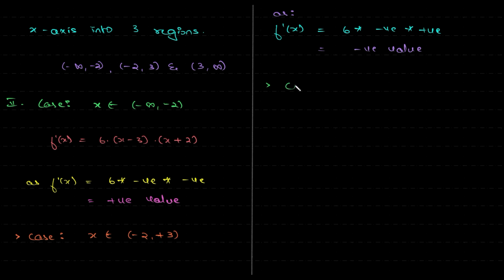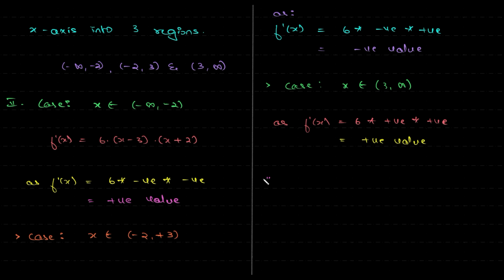And finally, case x belonging to 3 till infinity. Again, we are not considering those values. Remember, these are open intervals, as f prime of x will be 6 times of positive into positive value. So overall you have this to be positive value.